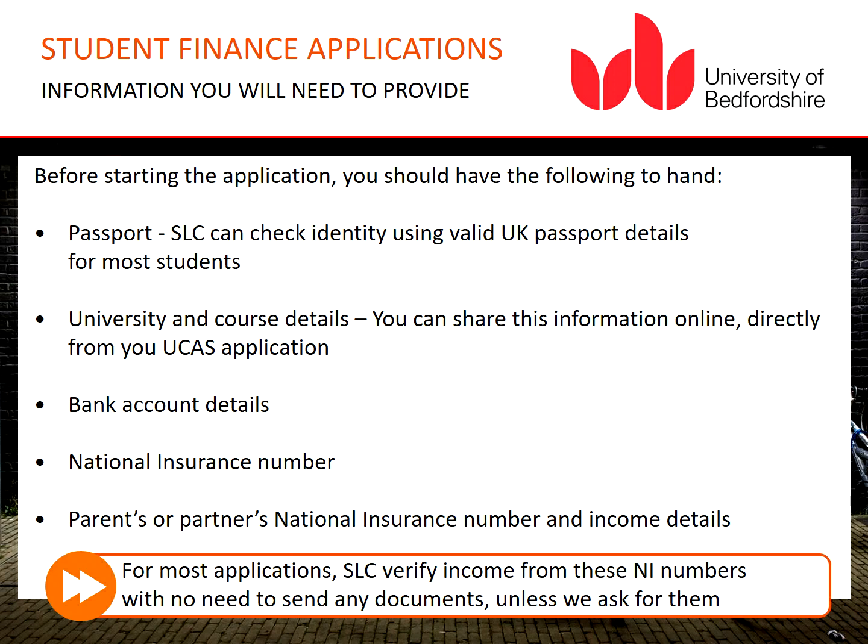You'll need your national insurance number, and you cannot complete your application without it. It's also how Student Finance track your repayments. Make sure you know it, find it, and then you'll also need to provide your parents' or partners' or guardians' national insurance number and income details. This is often done in a separate Student Finance account, but they no longer need to send off any information. It's usually all done through the national insurance number and the income details.